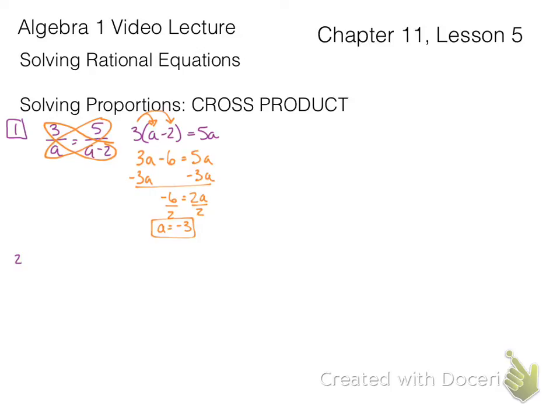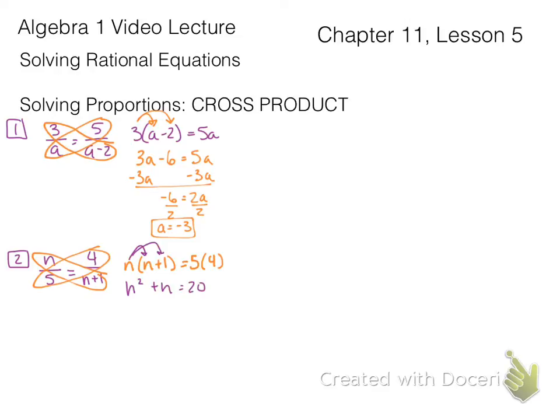So let's go ahead and do the same thing with something slightly harder. It's not even that much harder. It's almost the exact same problem, just with different numbers. The only thing is we're going to end up with a quadratic, which means we're going to have to factor. All right, so n times n plus 1 is n squared plus n equals 20. Set equal to 0. We're going to factor.